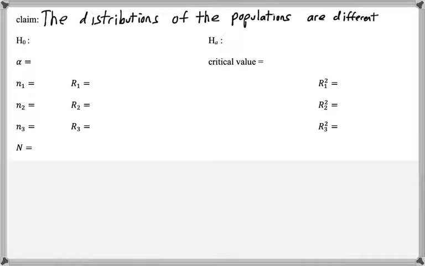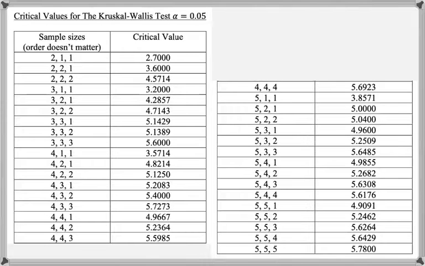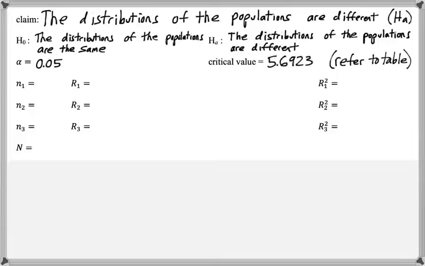The claim is that the distributions of the populations are different, and this is the alternative hypothesis. The null hypothesis is that the distributions of the populations are the same. Alpha is 0.05. Now, for the critical value, let's look at the table. Now, since all 3 samples have a size of 4, the critical value is 5.6923. Now all 3 sample sizes were 4.